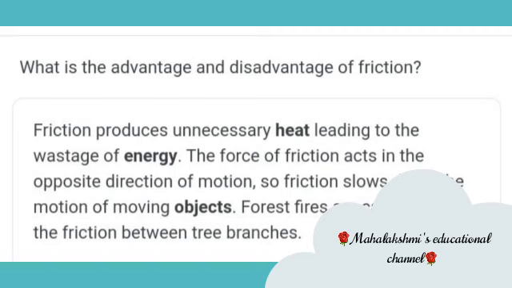What are the advantages and disadvantages of friction? Friction produces unnecessary heat, leading to the wastage of energy. The force of friction acts in the opposite direction of motion, so friction slows down the motion of moving objects. Forest fires are caused due to the friction between tree branches.